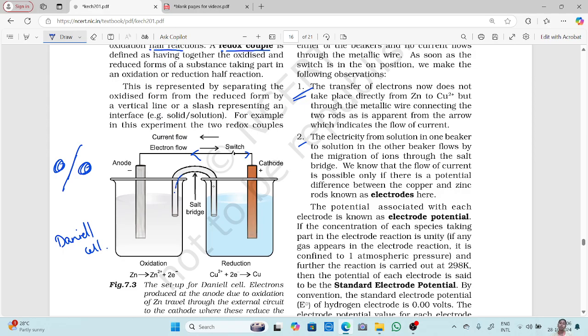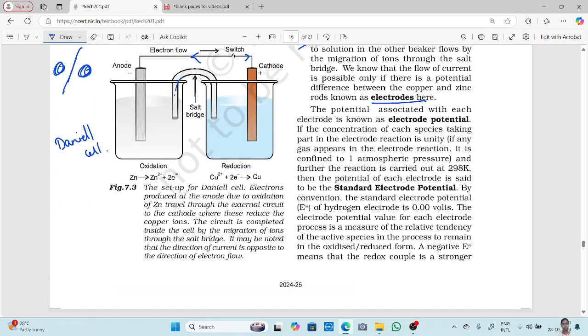Now we know that the flow of current is possible only if there is a potential difference between the copper and the zinc rods, known as electrodes. The flow of electric current is possible if there is a potential difference between the copper and the zinc rods, which are called electrodes. Now the potential difference associated with electrodes is known as electrode potential.